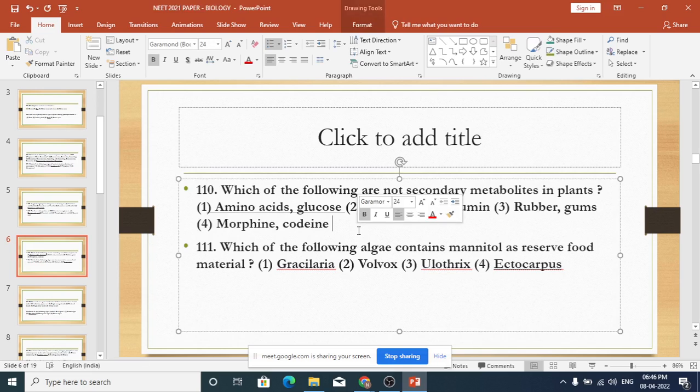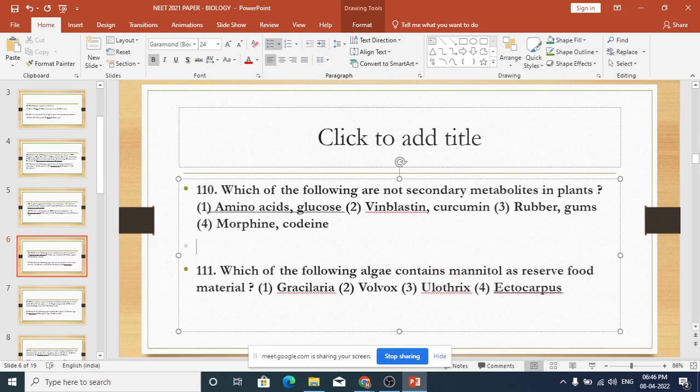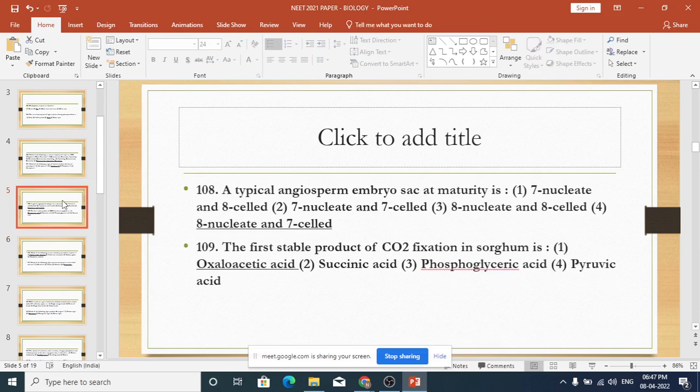111. Which of the following algae contains mannitol as reserve food material? I think this must be in the 11th standard. The answer is Ectocarpus. Is it correct? The answer is Ectocarpus. Right. Okay, let's go to next.